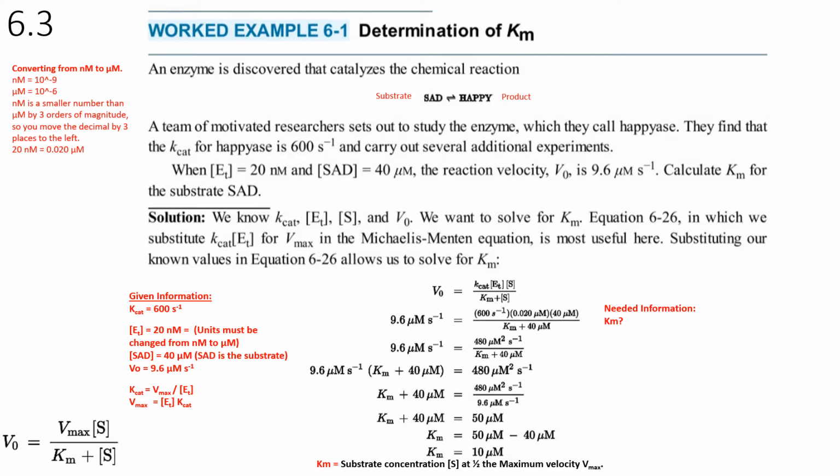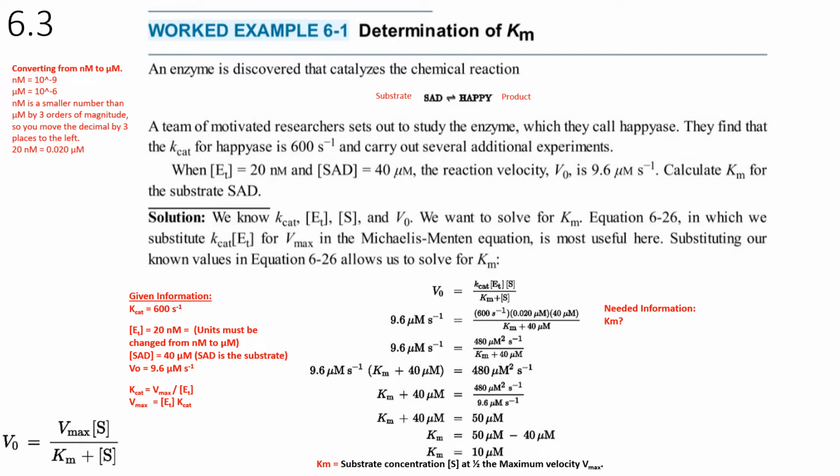So the V naught was 9.6 micromolar per second, is equal to the enzyme turnover number was 600 per second, times the total enzyme concentration, which was 0.020 micromolar, times the substrate concentration, which is 40 micromolar, divided by the Km, which is what we need to find, plus the substrate concentration, which is 40 micromolar. So then you end up with 9.6 micromolar per second is equal to, you multiply everything on top, and it equals 480 micromolar per second, micromolar squared per second.